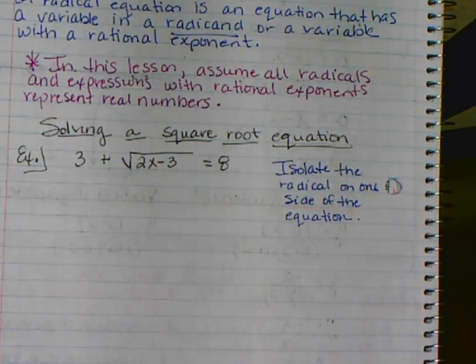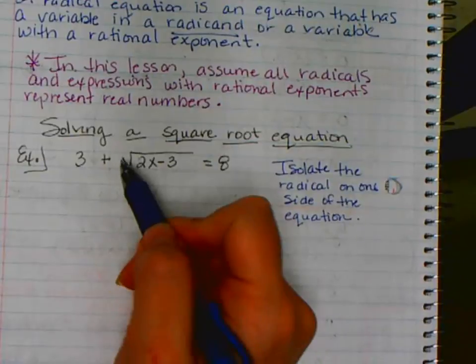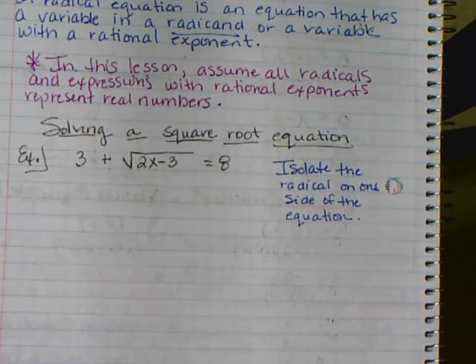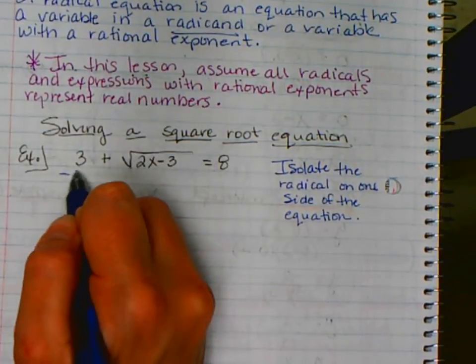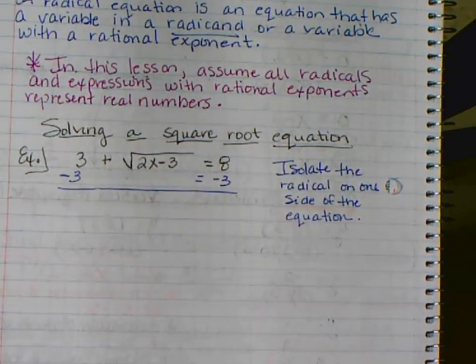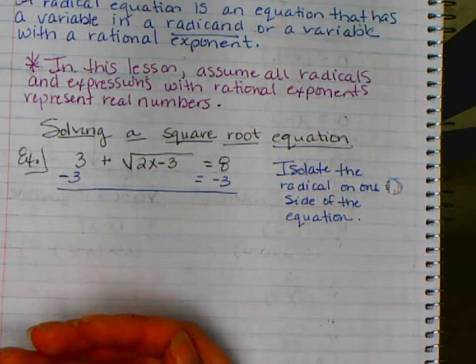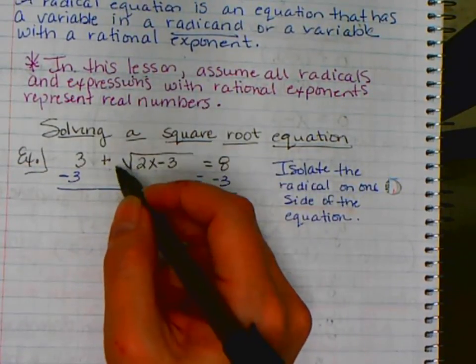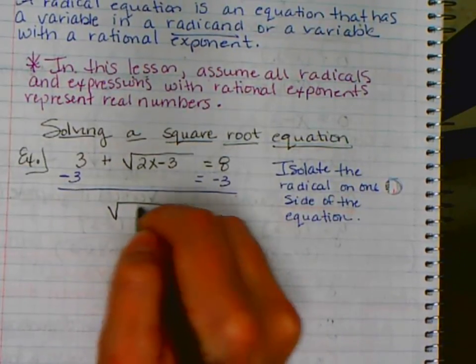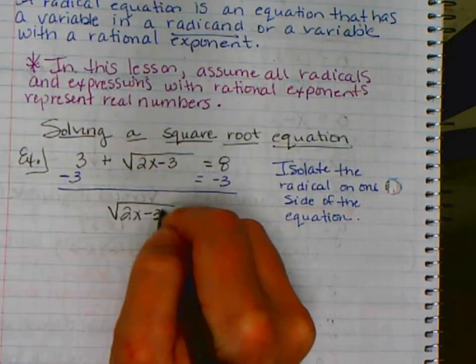So how do you think we're going to get rid of that 3? Subtract it. If the 3 was the coefficient, if it was 3 radical 2x minus 3, how would we get rid of that? Divide. But this is just being added to it. So we'll subtract 3 from both sides of the equation. 3 minus 3 is 0. We don't need to write that. And then plus, if that was a minus sign, we would need to write a minus because we'd have to divide by -1. But we don't. It's a positive. So square root of 2x minus 3.